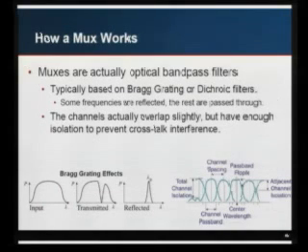Here's kind of how a mux works. Basically, they're based around Bragg gratings, which is a mechanism that reflects a certain frequency of light and transmits other frequencies. So you see that there might be one of these engineered to reflect a certain piece of light, and you use that to do the channel splitting. The channels are actually overlapping. They're not completely isolated from each other, but what happens is you need to maintain enough channel isolation. So there might still be signal from channel 1 leaking into channel 2, but it's at such a low level that it doesn't cause interference.